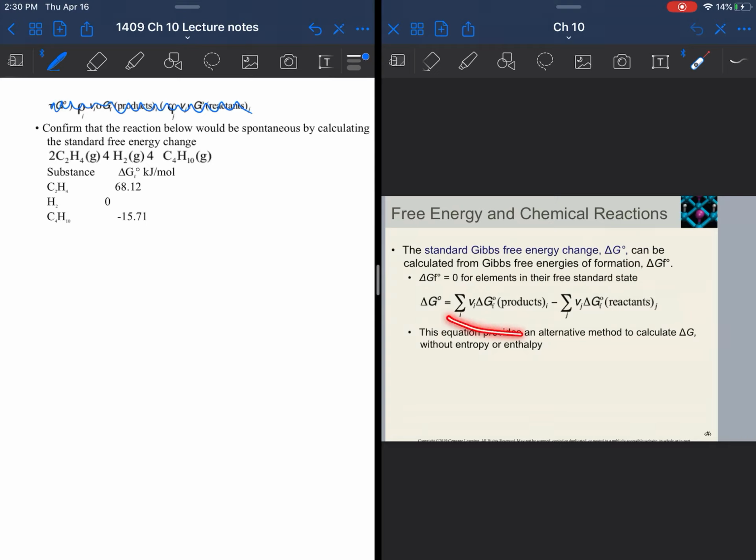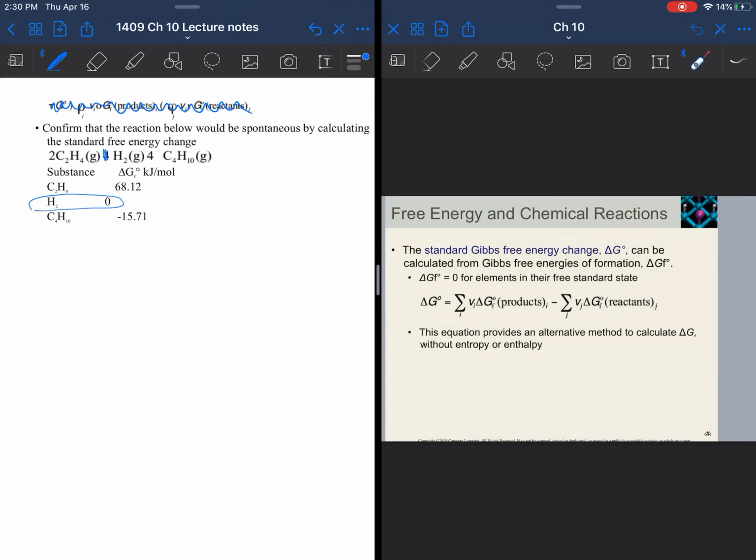We are taking the delta G of formation of the products, so all of the energy change, right, or free energy of forming the products from the elements, minus essentially the amount of energy it would take to break the starting materials down into the elements. So you notice H2 here is 0. Well, that's because H2 gas is the standard state, right? So the change in Gibbs free energy of getting H2 gas from H2 gas is 0.